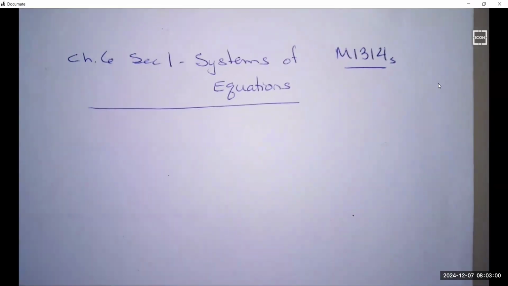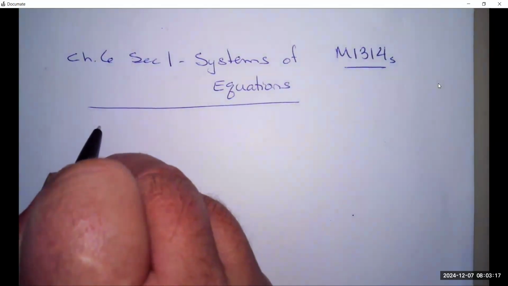All right, good morning, everybody. Let's finish up the semester by just doing chapter 6. We have two sections, and they both deal with solving something called systems of equations.